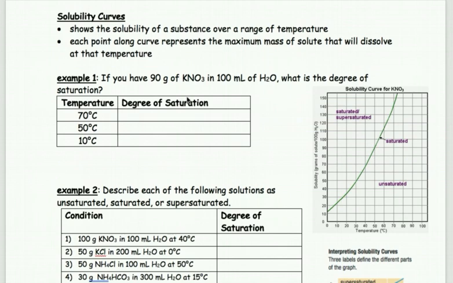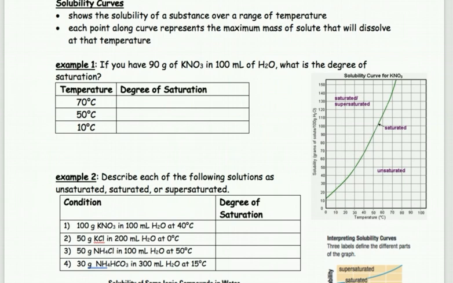So example 1 here, we have potassium nitrate. So here's this graph here, in 100 mils of water. So what is the degree of saturation at these following temperatures here? Okay, so what I want you to do here is start with the 70 degrees. So I'll circle it in red here. Okay, so that's the first one, so maybe I'll even call it 1. All right, so 70 degrees. Here it is, 70 degrees. Okay, so this is temperature 1.